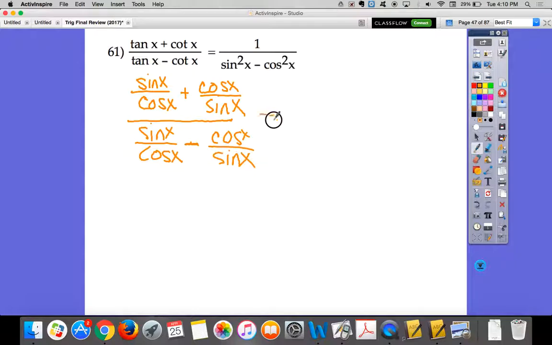Okay, now we definitely have a complex fraction. Now, to handle a complex fraction, remember we're going to multiply top and bottom by the common denominator of our little bitty fractions. Every little bitty fraction either has sine or cosine. So we're going to do sine cosine over sine cosine. That is my common denominator of my little bitty fractions.